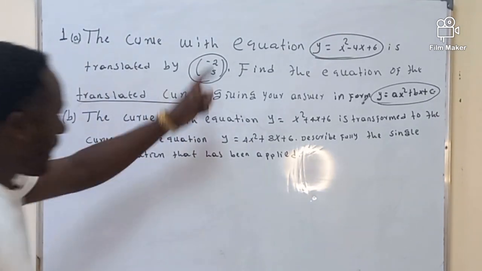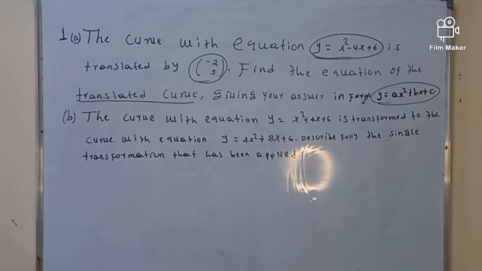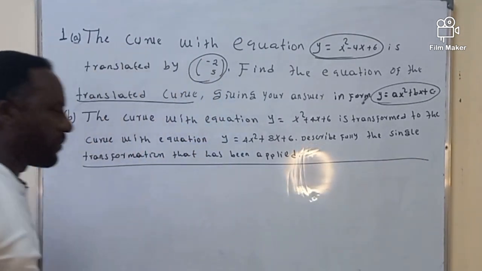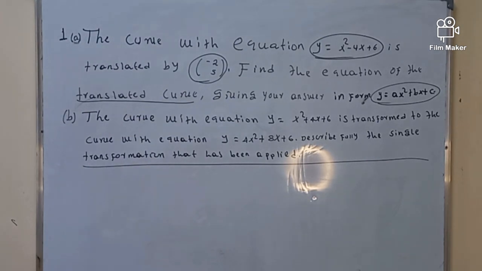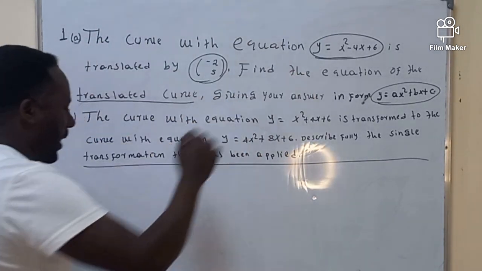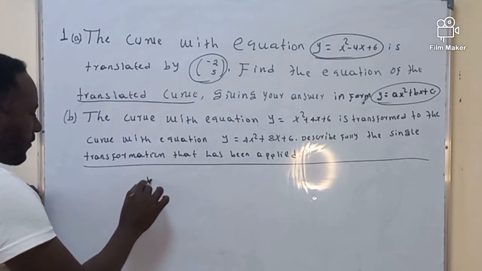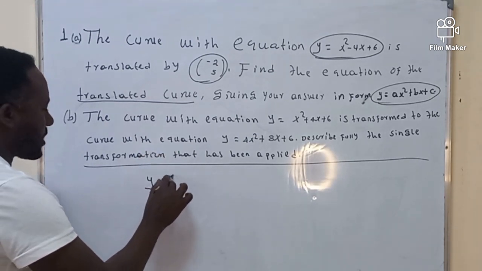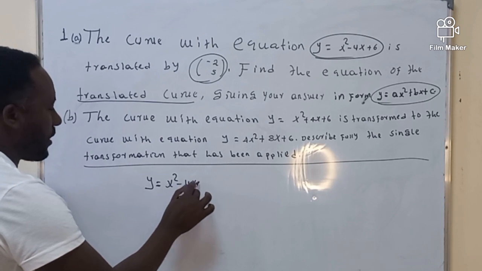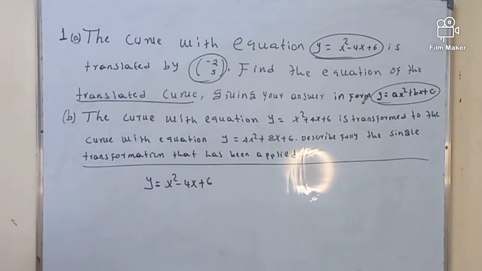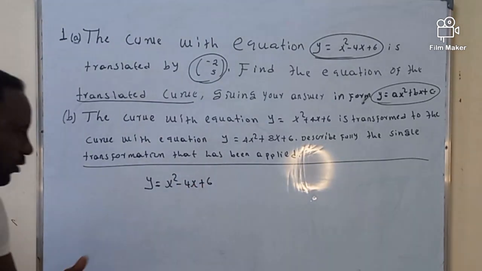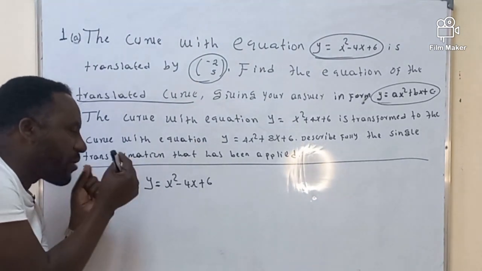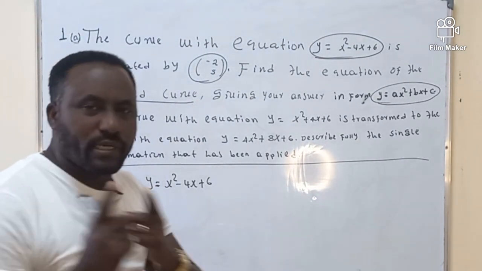Let me show you how to do this problem. The given information is the function, which is already given: x squared minus 4x plus 6. So how are we going to translate this? How are we going to find the image of this under the translation vector?